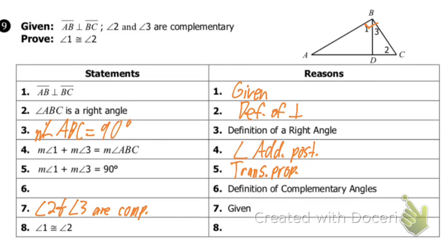Ireland looked mad confused. Okay. So now, on 6, we said we're using definition of complementary angles. So we had math in the previous one. So what are we probably going to go to if we're using definition? Words. So if measure of angle 1 and measure of angle 3 equal 90 degrees, what do we know about those two angles? They're complementary. So angle 1 and angle 3 are complementary.